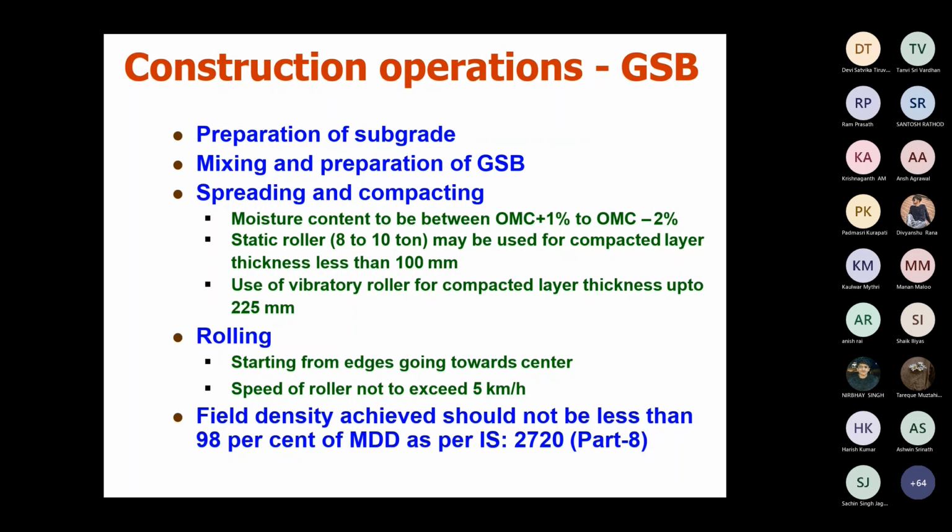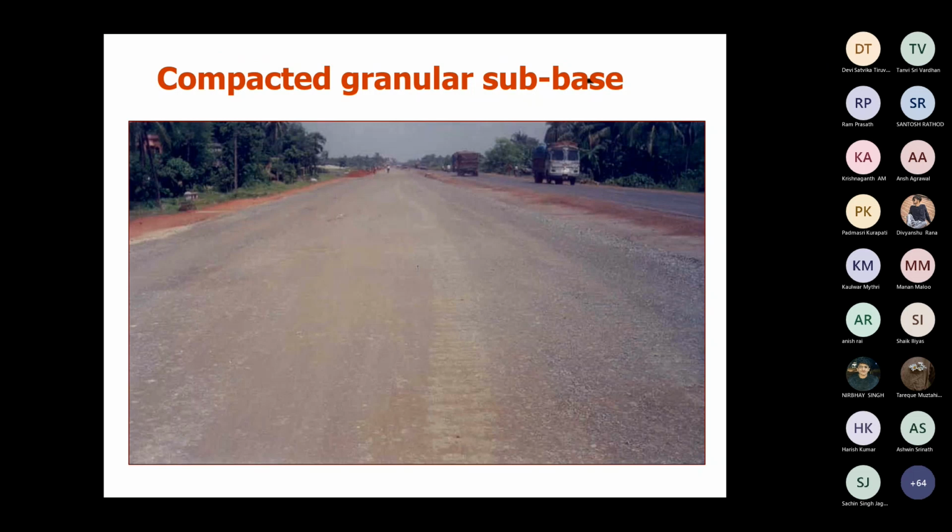Rolling: always make sure that the rolling starts from the edges going towards the center. You should start from the edge of the road and then go towards the center. It should be in different passes, because in one pass it might not be possible to cover the entire width of the road. The speed of the roller should not exceed 5 km per hour. After that, make sure the field density achieved is not less than 98% of the maximum dry density you obtain from the lab. And this is the compacted granular subbase layer.